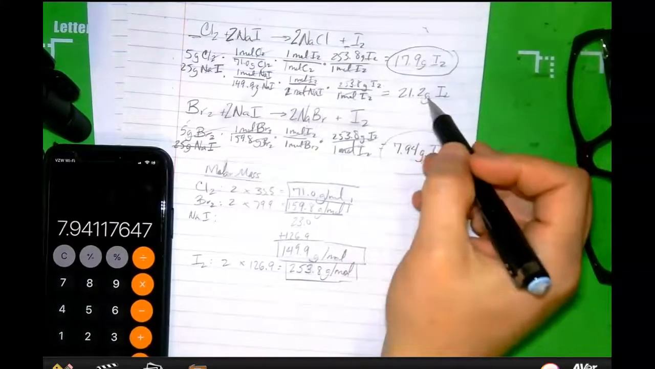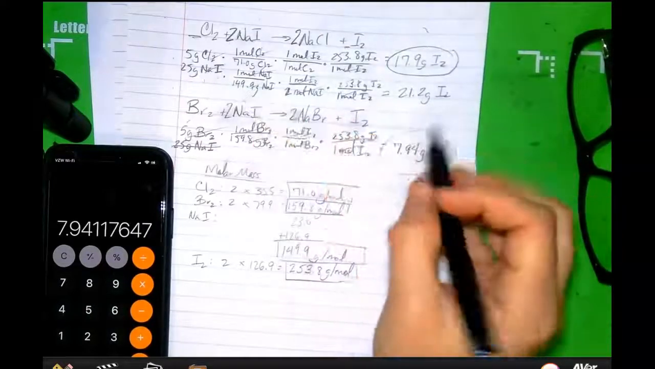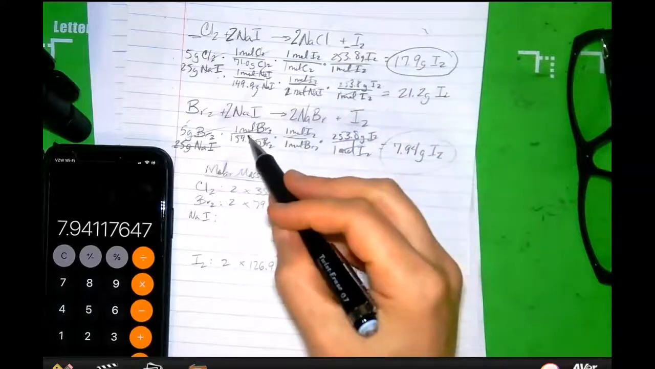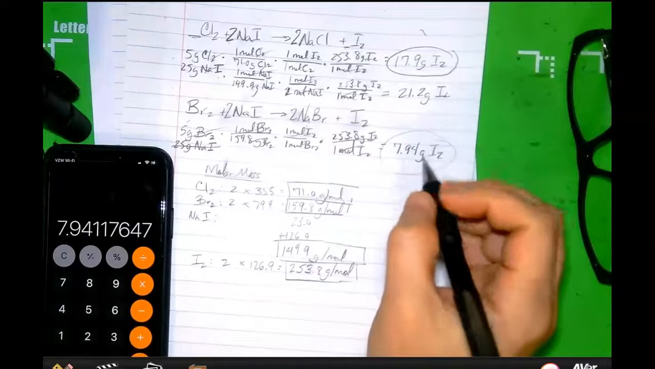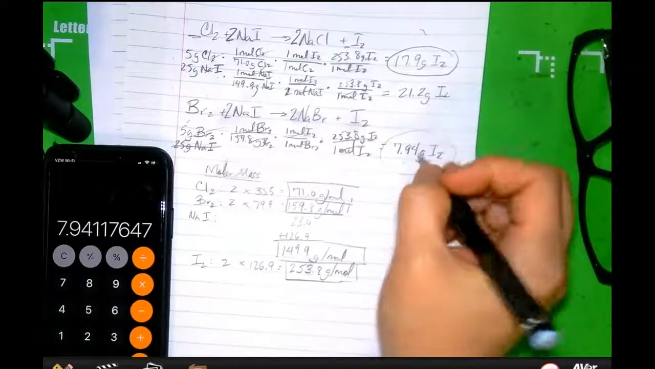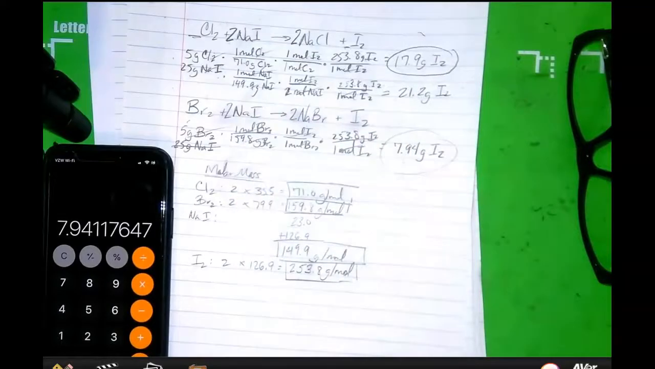So in both cases, sodium iodide was the excess. Because bromine's so much heavier, we have a lot less of it with 5 grams. And so we wind up with less I2. So the answer is, the one that's going to make more is chlorine. So if I'm in the iodine business, I want to work with chlorine and not bromine. That's our answer, everybody.